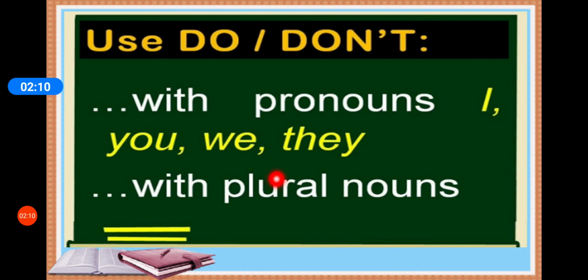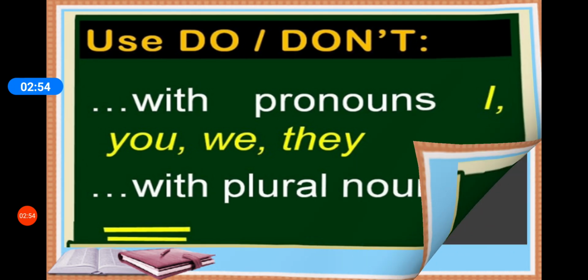Children, we use do or don't. Don't is the short form of do not. With pronouns I, you, we, they, and with plural nouns. Plural nouns means the boys, children, girls, bats. These are all plural nouns. So do or do not, both of them are used with I, you, we, they, and plural nouns.